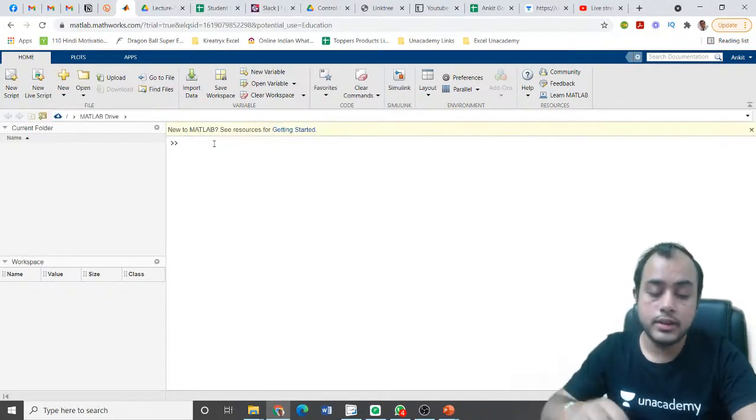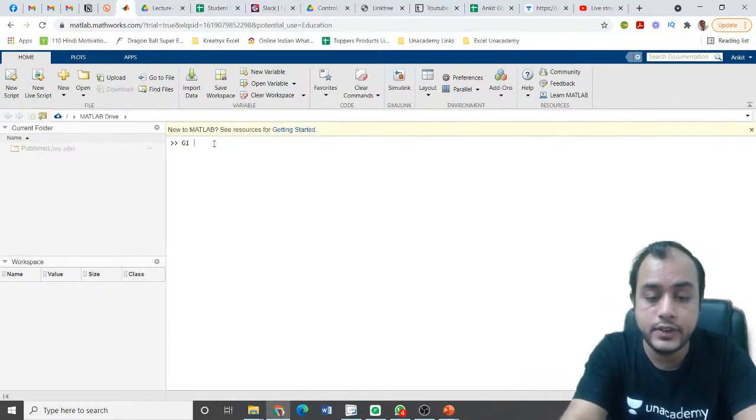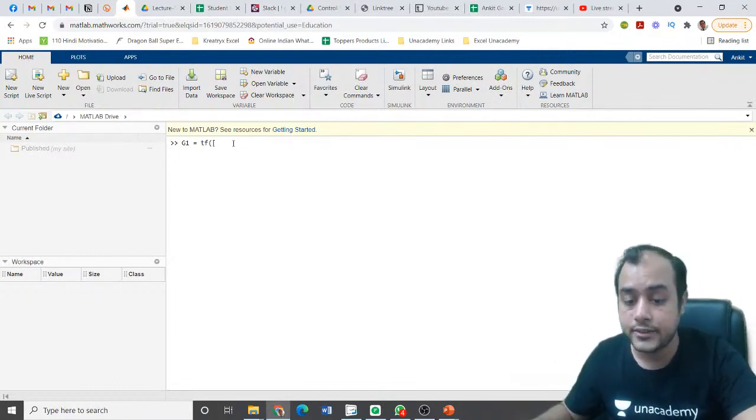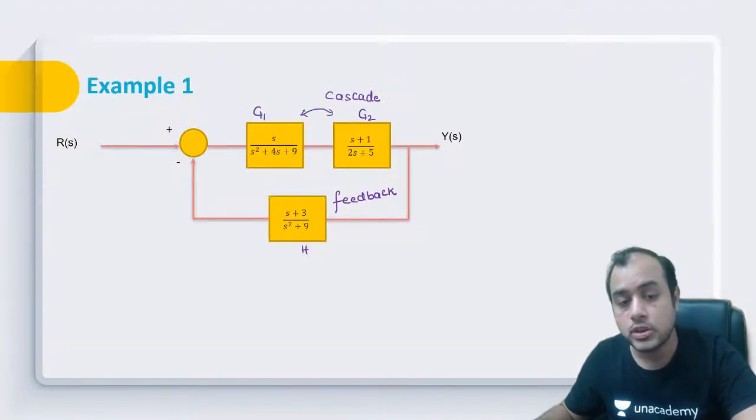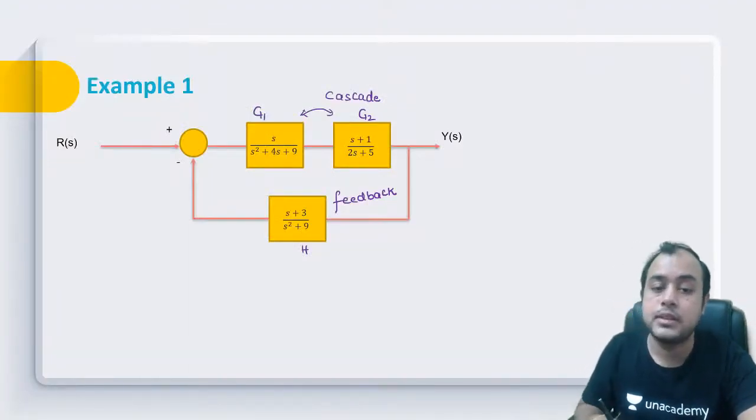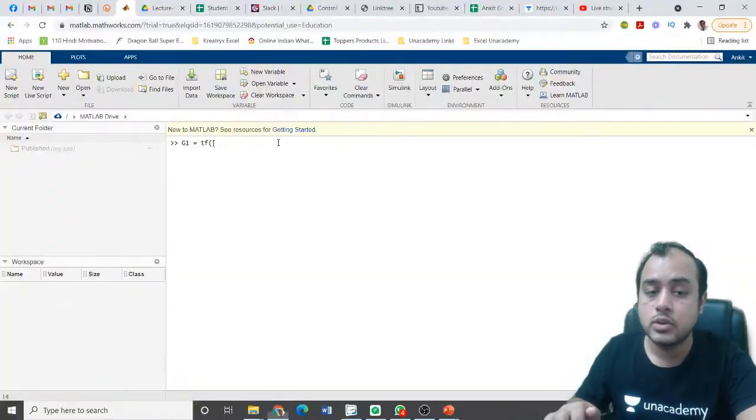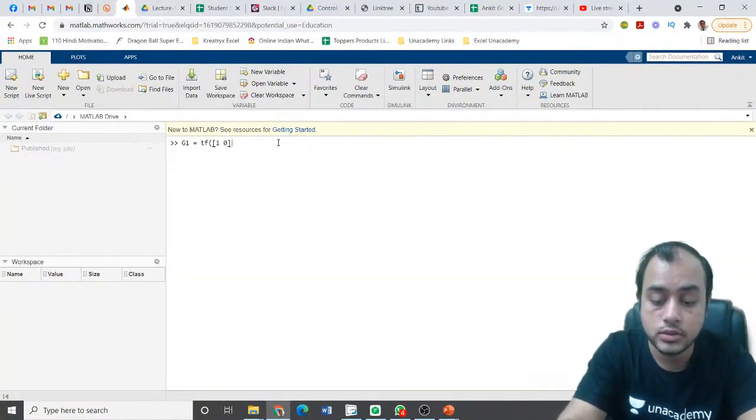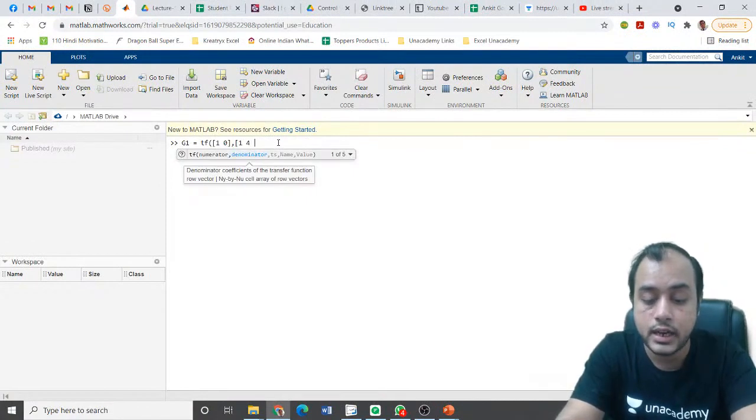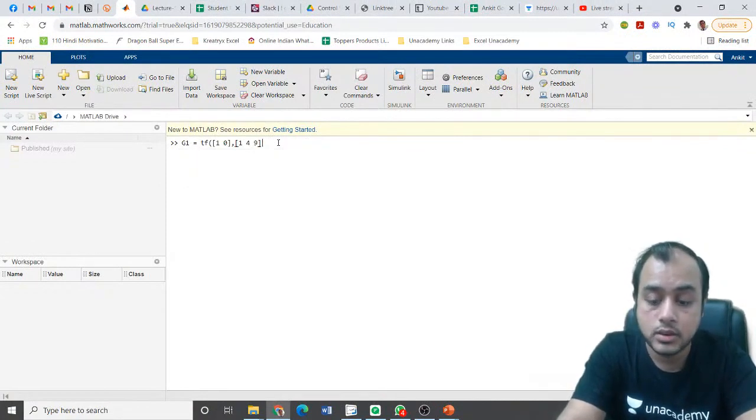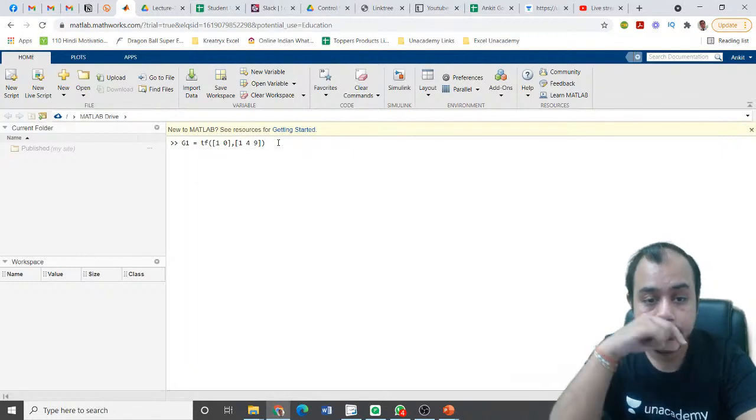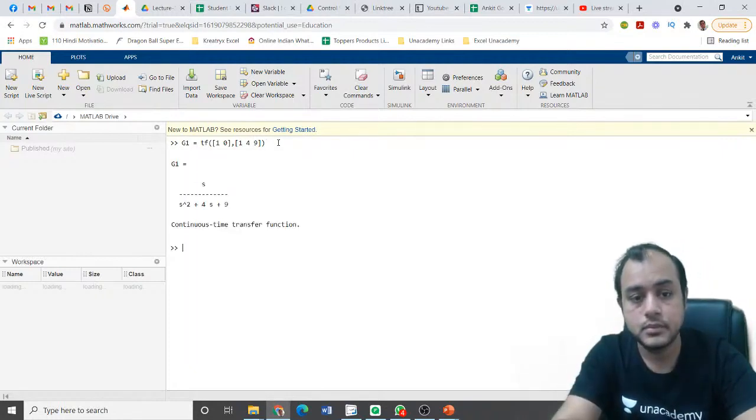Okay, so first I will define G1. Now you must have learned how to write the transfer function by now. We have seen multiple examples. So the numerator has s plus 0. So I will do 1, 0. Then the denominator has 1, 4 and 9 as coefficients. 1, 0, comma, second bracket 1, 4, 9. Okay, let's see. See, this is the transfer function that we wanted.